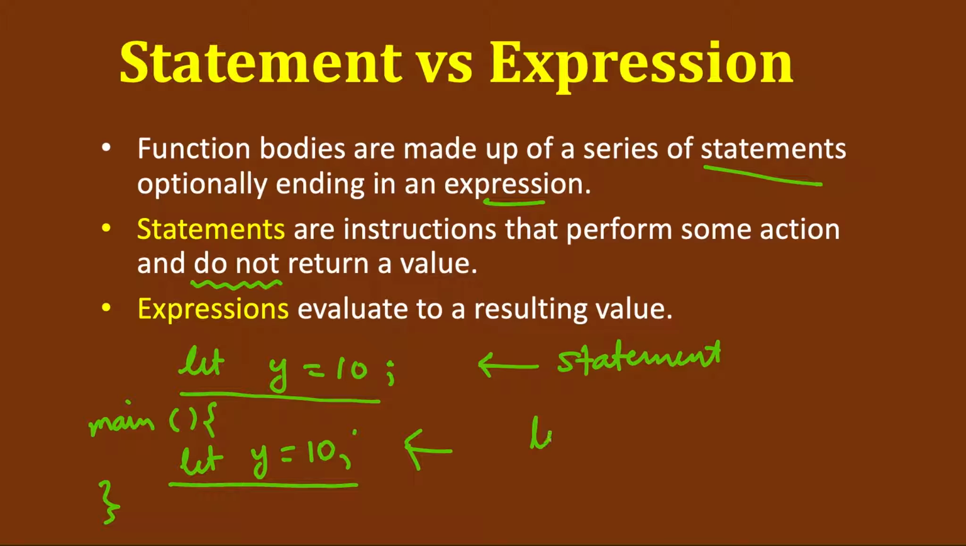So if we write let x equal to let y equal to 10, and this is a statement. So this is invalid and it will give error because this is a statement and we are using it to assign a value to x. So it's error because statements don't return a value in Rust. So this is different from some of the other languages like C, where assignment returns the value of the assignment.